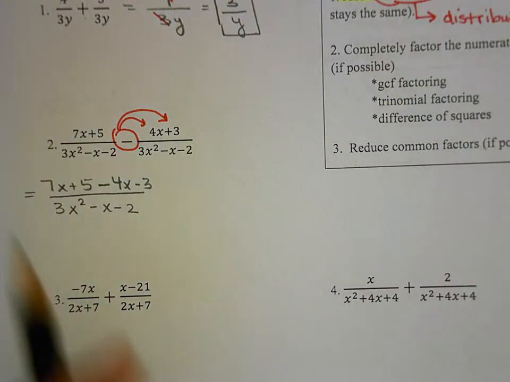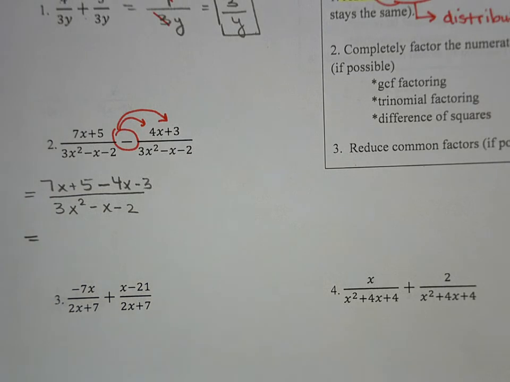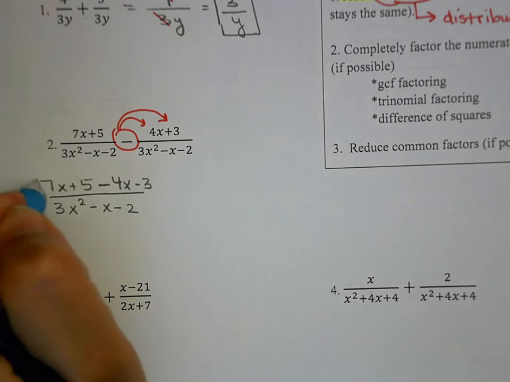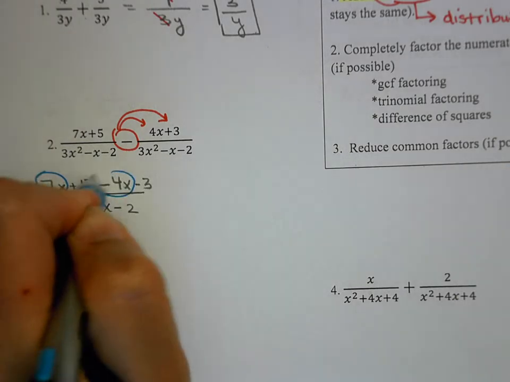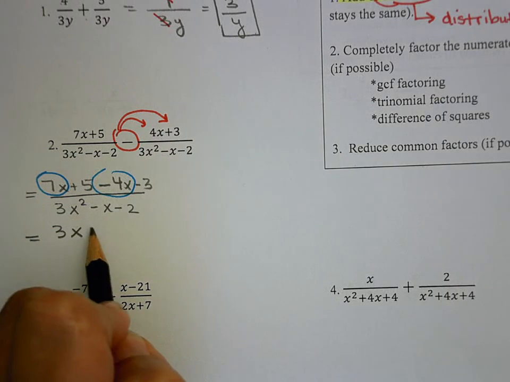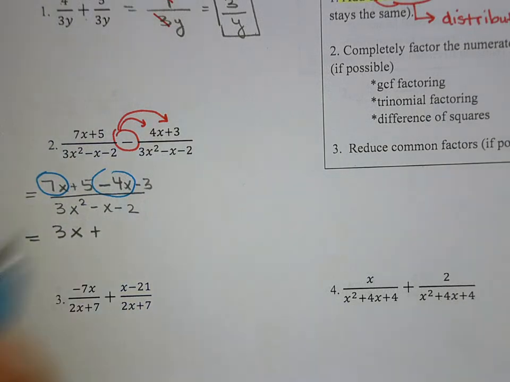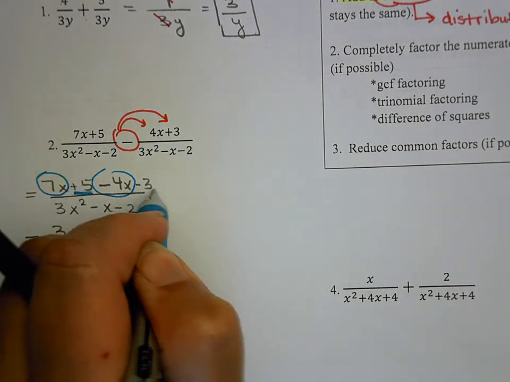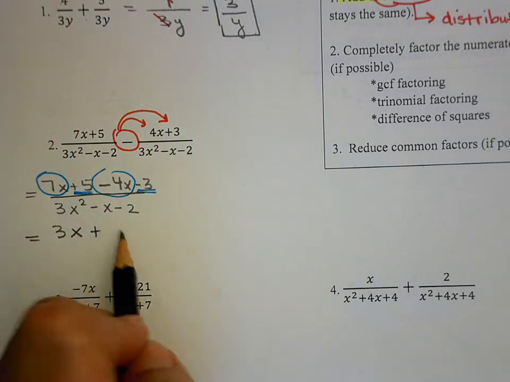And then from there I'm going to combine like terms. I can combine together the 7x and the 4x, right, because those are the same. So 7x minus 4x will combine, and that will give me a 3x. And then I can also combine the 5 and negative 3. So 5 minus 3 is 2.